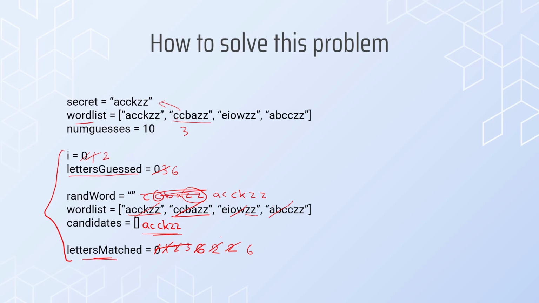Then we go back to the top of the loop, and we notice that i is again less than the number of guesses, which is 10. The letters guessed is now 6, and we have to make sure that the letters guessed is not equal to 6. In this case it is, so we break out of this loop and we return true. That means our secret word has been guessed correctly.